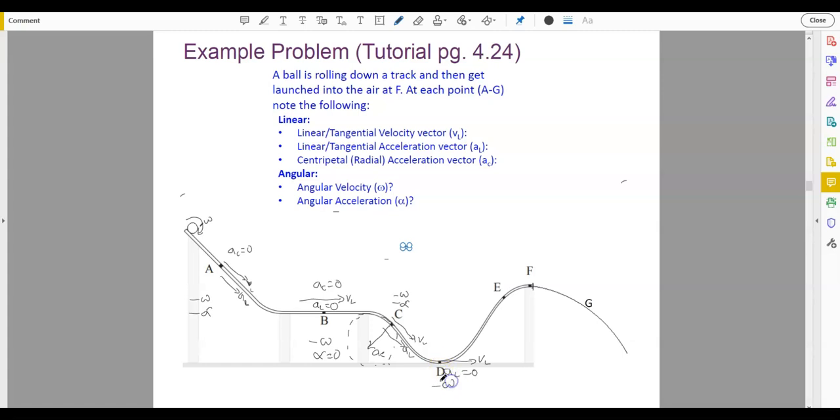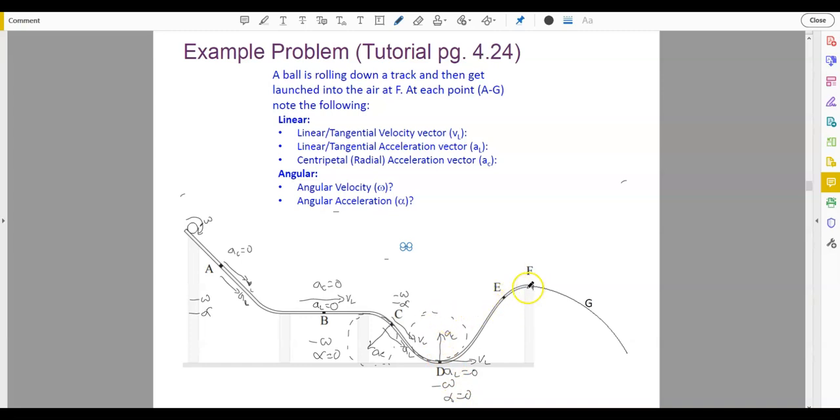And it's still going to be rotating clockwise, but since its A sub L is 0, that means the alpha is also going to be 0. But it's still accelerating in a way. It's going to be accelerating towards the center of the circle here. Okay, this is the inner portion of a circle. So it's going to be accelerating towards the center of the circle, even though it has no tangential acceleration or no angular acceleration.